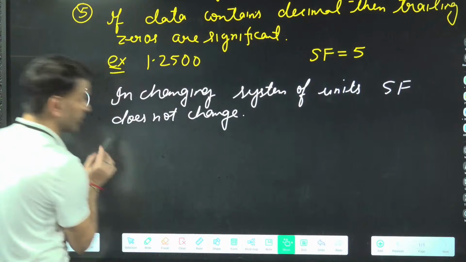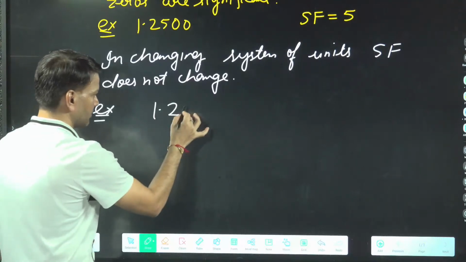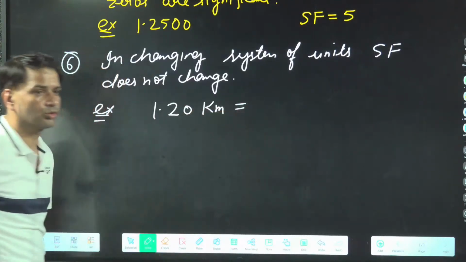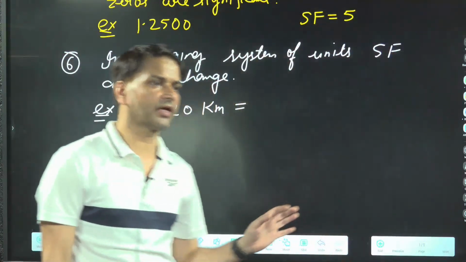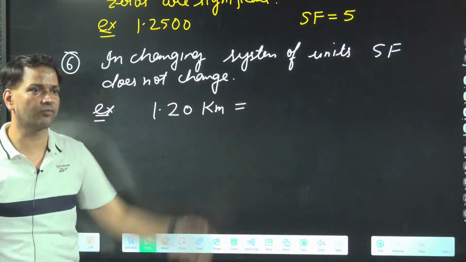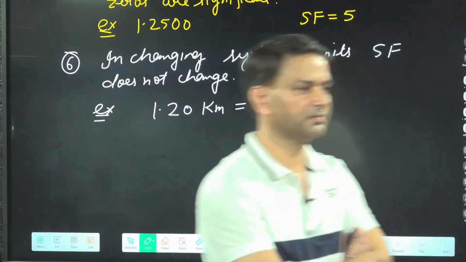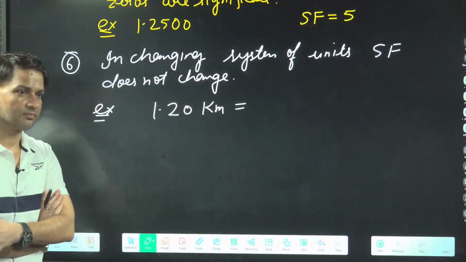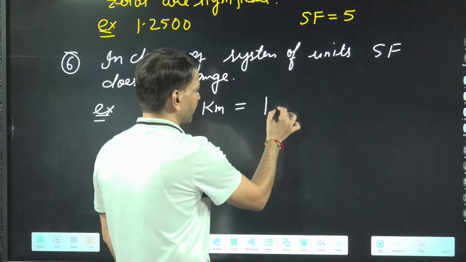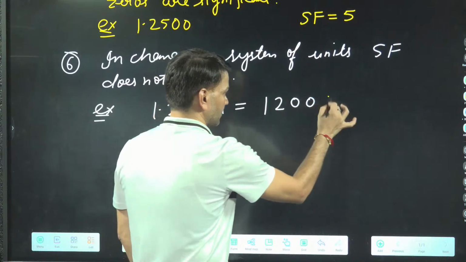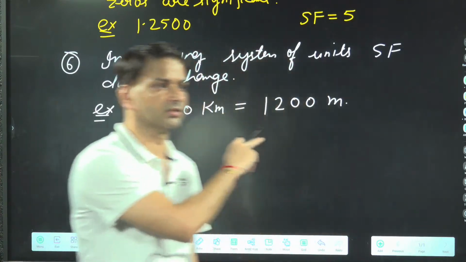Okay, one example I will give for this. Suppose 1.20 kilometer you have to convert into meter. I think everybody knows the conversion factor. Who will say what is the answer? 1 kilometer is equal to how much meter? That is 1,000. I can write it like this, because 1 kilometer is equal to 1,000 meters, so when you multiply this by 1,000, you will get this.